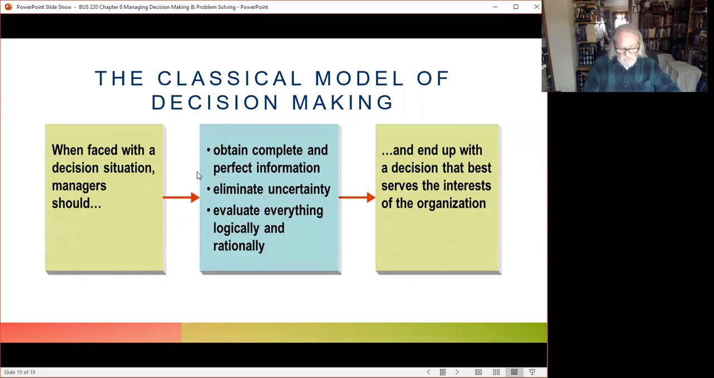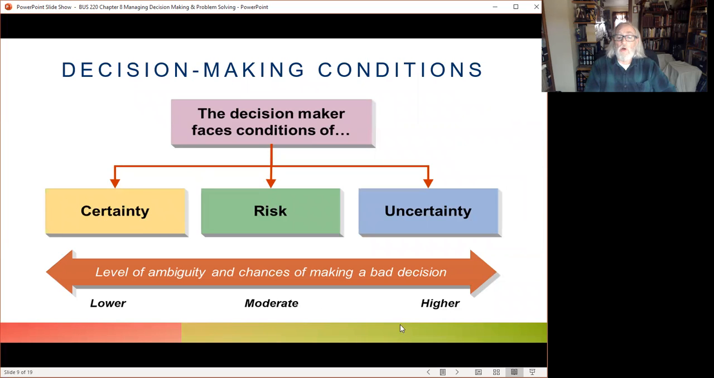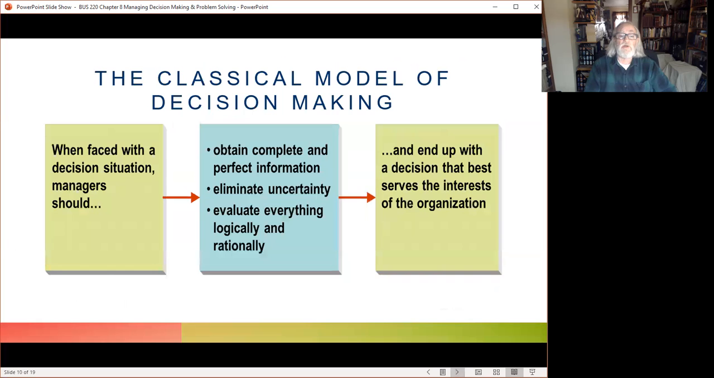Now here we have the classical model of decision making as opposed to the normal everyday model of decision making. And this one aligns very much with the idea we were just talking about, where we know all of the facts with certainty. That's kind of what the classical model of decision making is about.